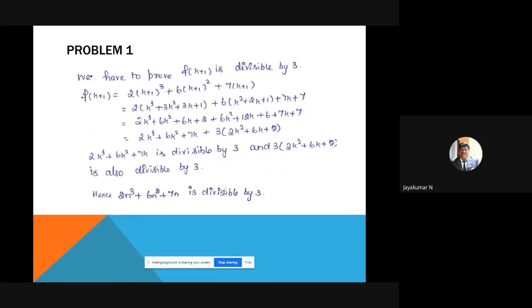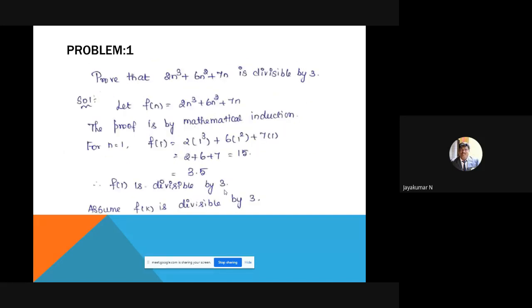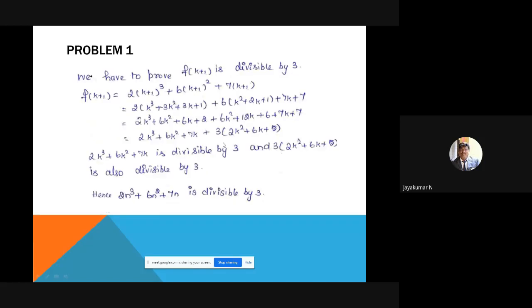Okay, for that I have to find f of k plus 1. So what's f of k plus 1? In f of n, we replace n by k plus 1, and we will get f of k plus 1. So 2 times k cube plus 3k square plus 3k plus 1, then 6 into k plus 1 whole square, so k square plus 2k plus 1, plus 7k plus 7. So if you simplify, what do you get? Finally 2k cube plus 7k square, and so on. Up to this you will get it.